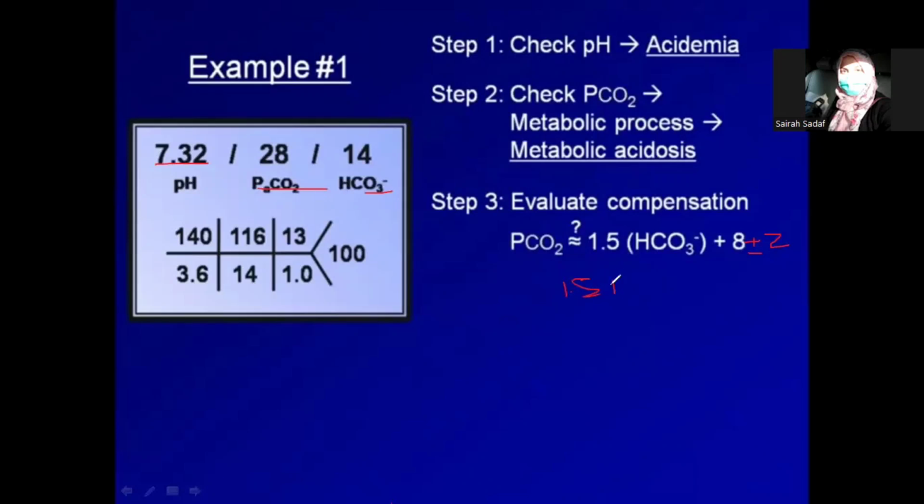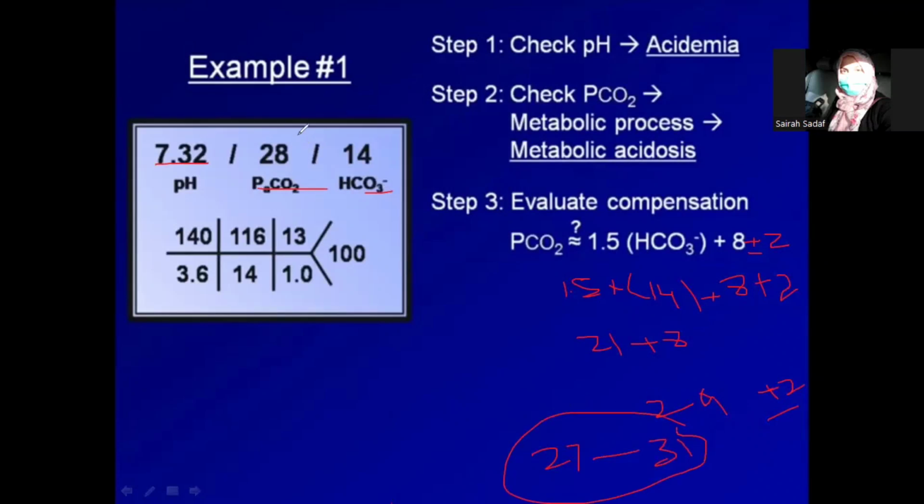1.5 multiplied with, what was the bicarb? Bicarb is 14. Plus 8, plus minus 2. Now you have to multiply 1.5 and 14. Equal to 21. Now you have to add 8. Now it will be 29. We have here plus minus 2. Plus minus 2 means it will range between 27 to 31. So this is the expected PaCO2. And what we got here, we have 28. So tell me, what is it now? Is it compensated or what?